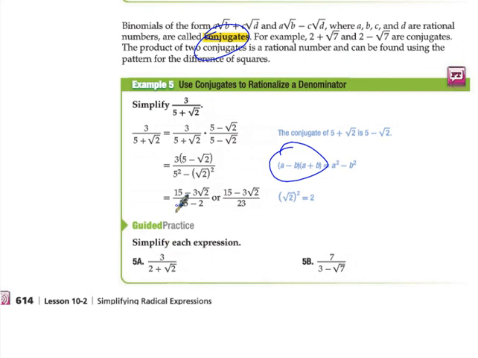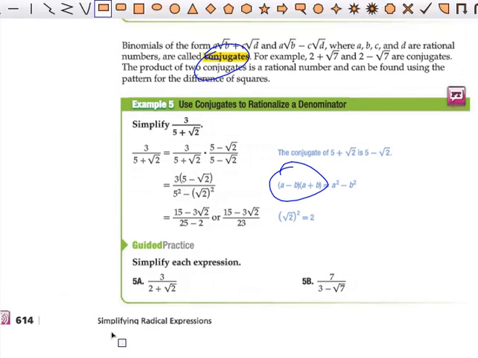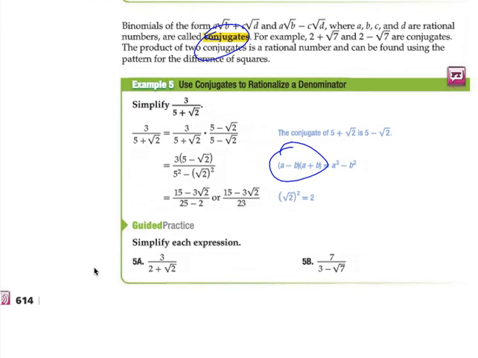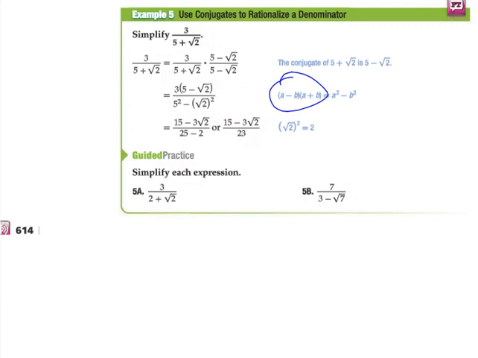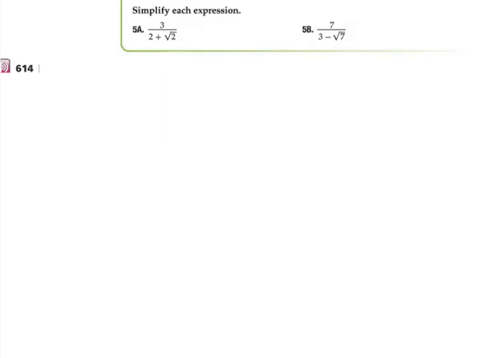Okay? I'm going to do these both with you because I think these are both hard also. Actually, I'll do 5a and you do 5b. So 5a, we're going to multiply by the conjugate. The conjugate here is 2 minus the square root of 2. Okay, 2 minus the square root of 2. Let's scroll up and give ourselves some room.